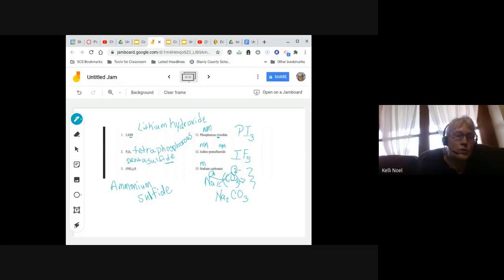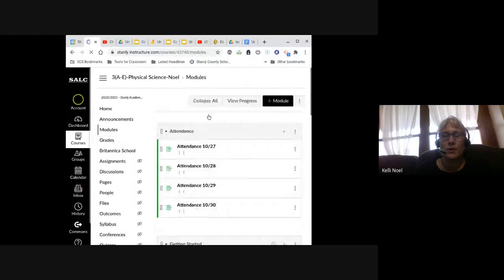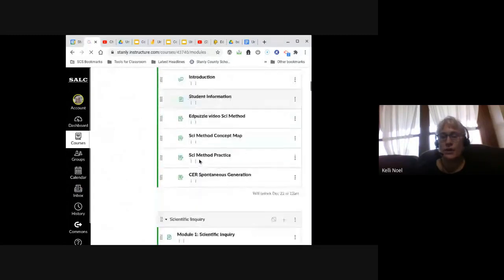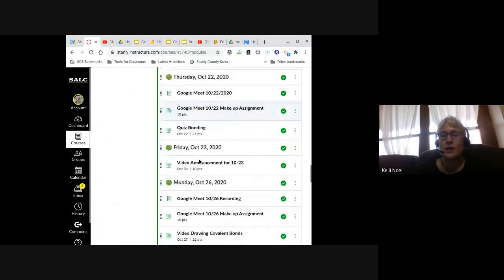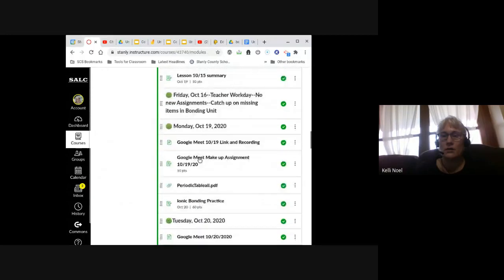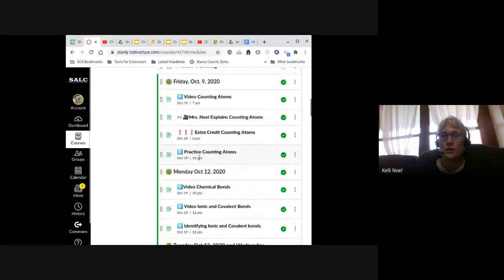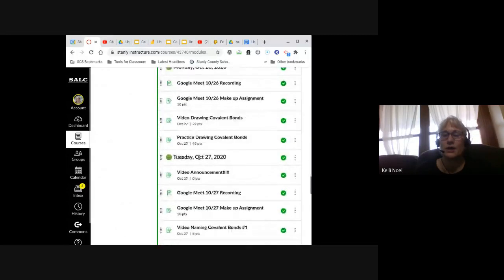Now, what would be best is if you have everything completed within this bonding unit before Friday, before the test. So we're going to be moving on Monday to reactions. And remember, I said yesterday that come Monday, I'm going to have the Google Meet on so you can still pop in at the same time and hear the instruction. So anything under this bonding module here, you need to have completed because it's going to help you on the test that will be Friday.